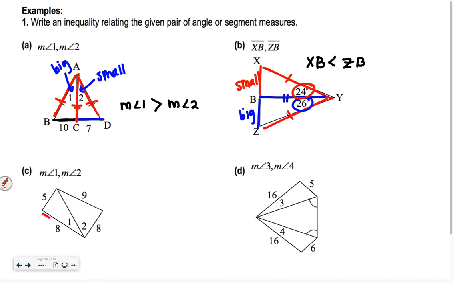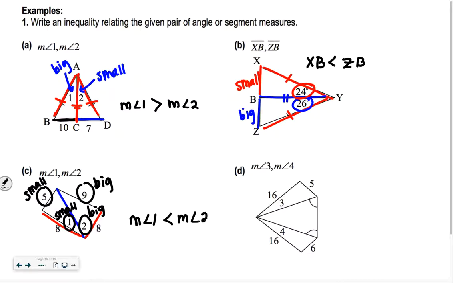Okay, so then for the next ones, look for the sides that are the same. So we have an 8 and we have an 8, and then we have another side that's a shared one. Across from it we have 5 and 9. So 5 is smaller than 9. That means angle 1 is the small one, and angle 2 is the big one. So we should have the measure of angle 1 is smaller than the measure of angle 2.